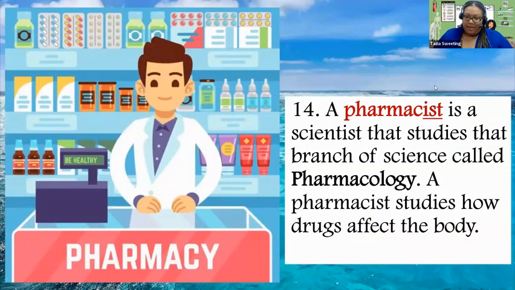Then we have a pharmacist. A pharmacist is a scientist that studies the branch of science we call pharmacology. A pharmacist studies how drugs affect the body. So a pharmacist deals with medicine, how different medication or different drugs will affect the body.